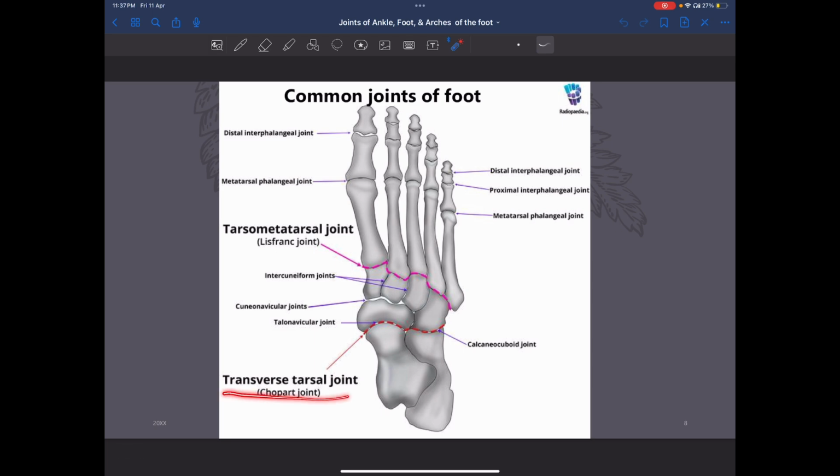Okay, so here are the common joints of the foot. So here, as I said, we have the transverse tarsal joint, which is right here, and it's between the tarsal bones. And then we have the tarsometatarsal joint, which is right here between the tarsal bones and the metatarsal bones. We have the metatarsophalangeal joint between the metatarsal bones and the phalanges. We also have interphalangeal joints. We have proximal and distal. So these are the proximal interphalangeal joints and these are the distal.